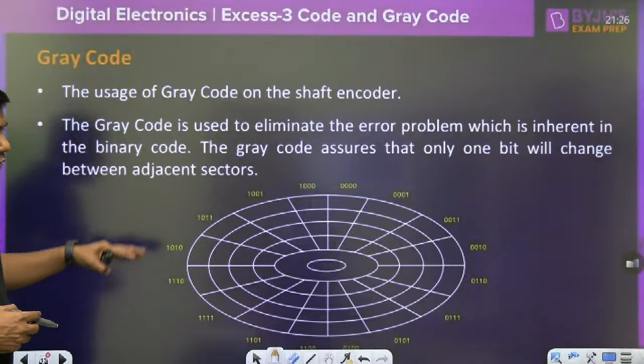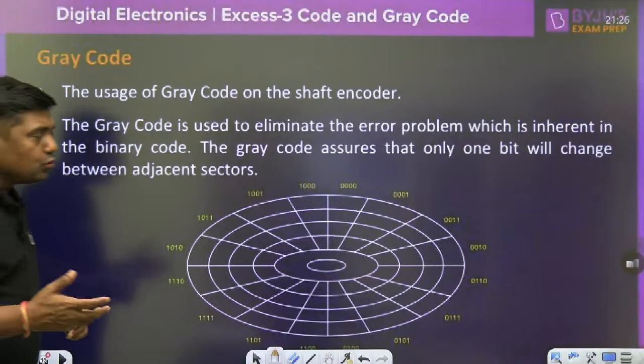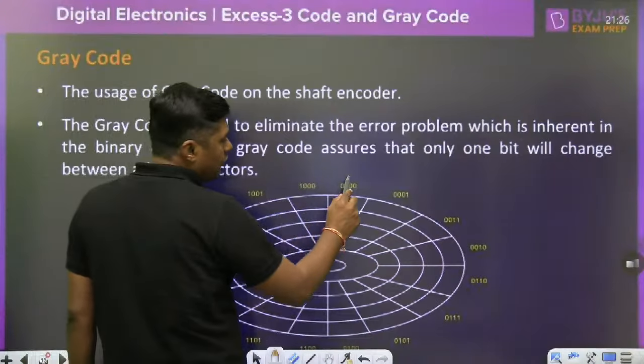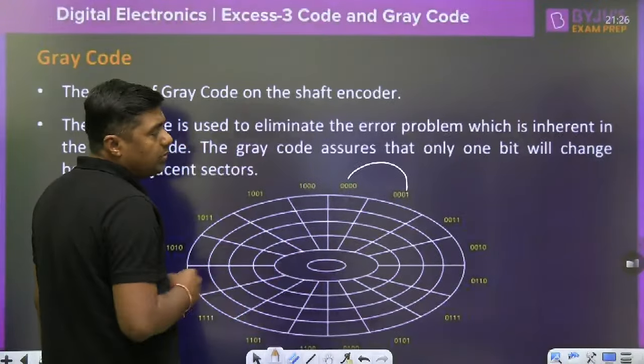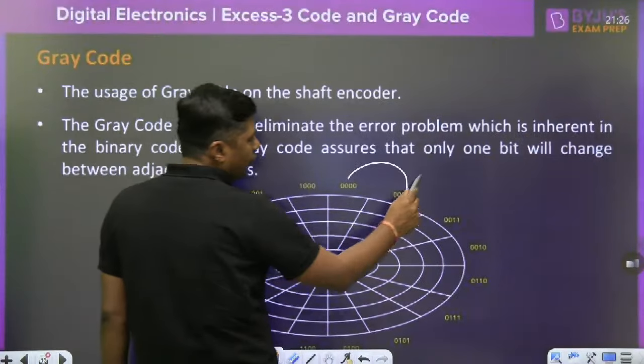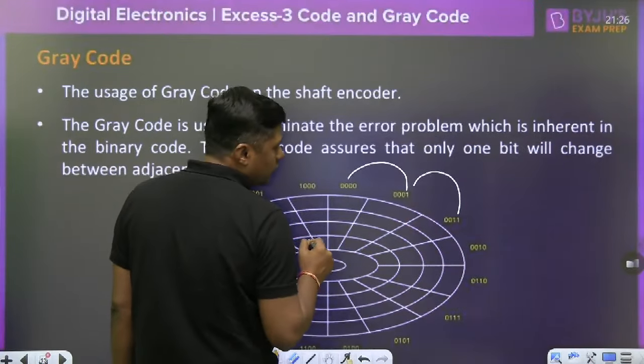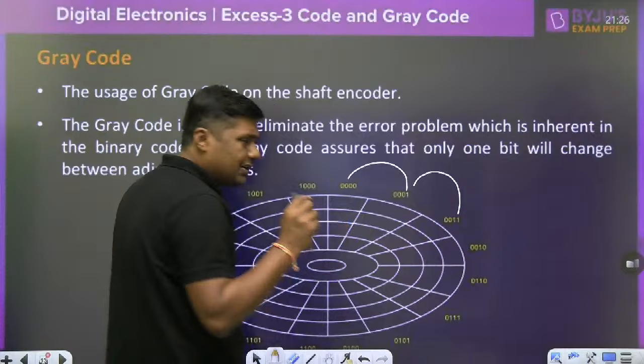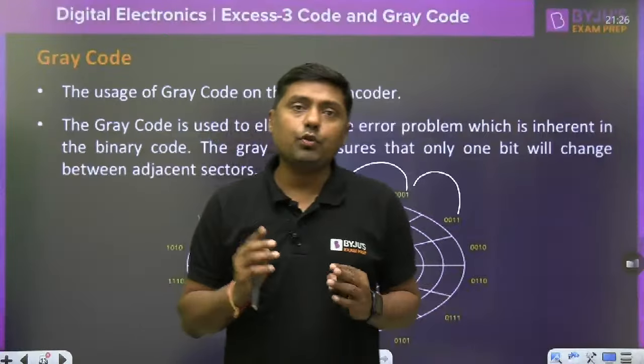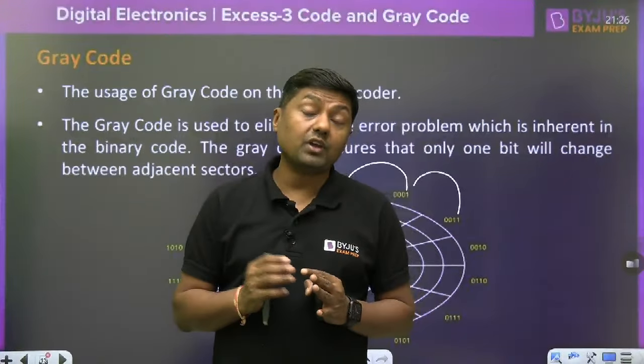This is a shaft encoding, right? And use of the cyclic code. When we are moving from this sector to this sector, only 1 bit will change. When we are moving from this sector to this sector, only 1 bit will change, and that will reduce what? Error. That will reduce the error. Okay, we can detect the error.